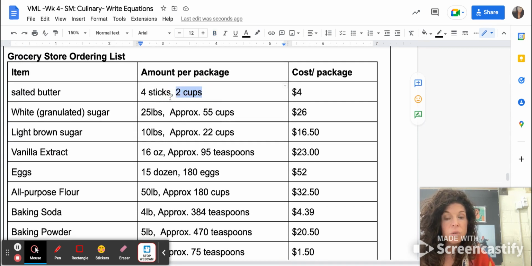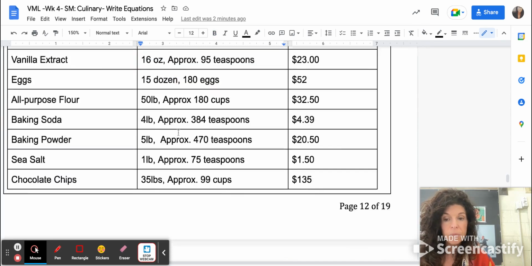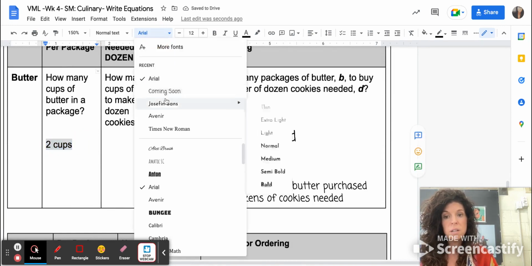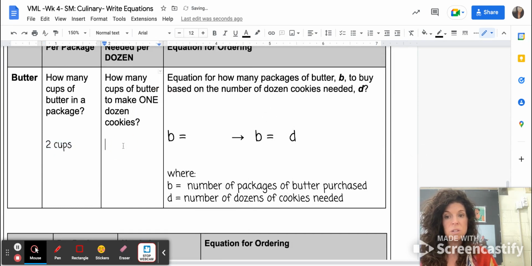So there are 2 cups of butter in a package. Amount per package is 2 cups of butter. So how many cups of butter in a package? 2 cups. Okay. 2 cups of butter in a package. Okay. How many cups of butter to make 1 dozen cookies? Read that carefully. 1 dozen.